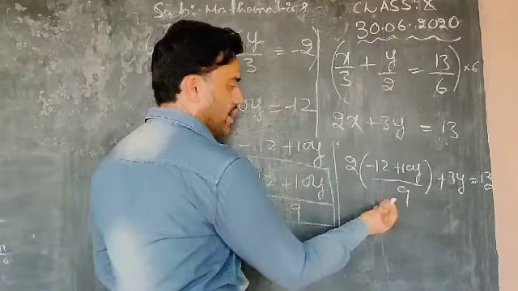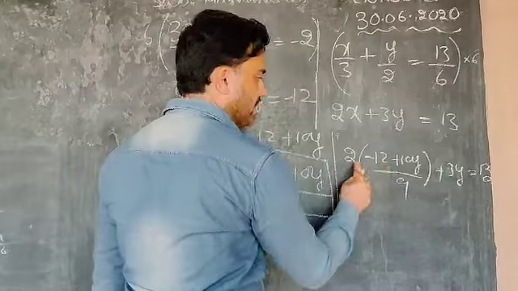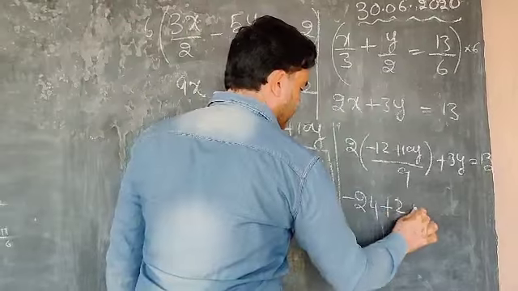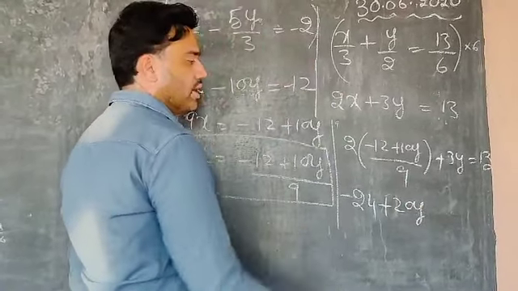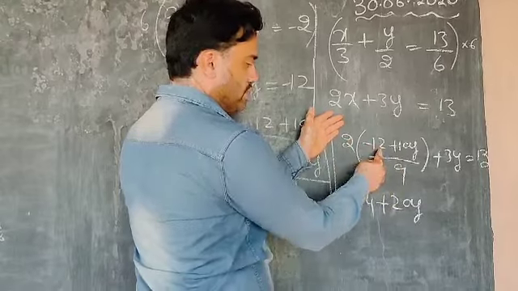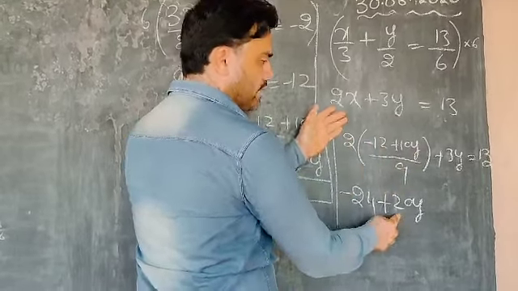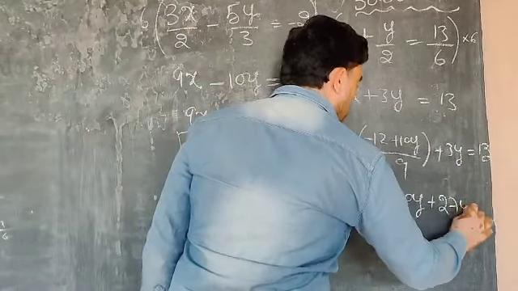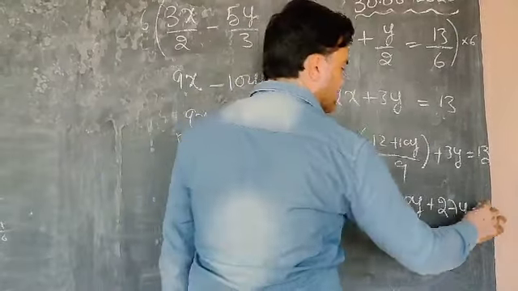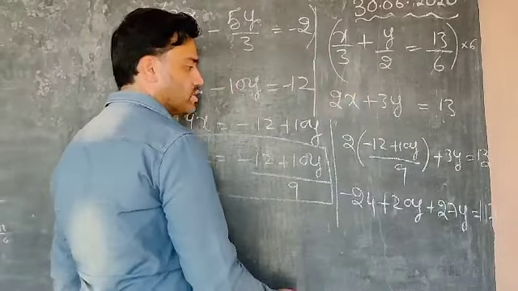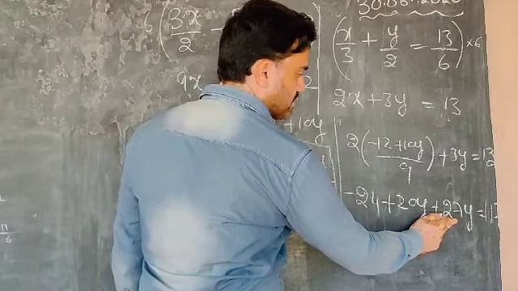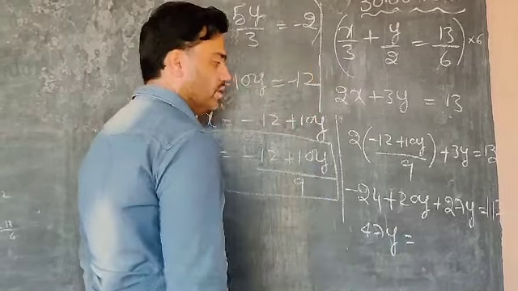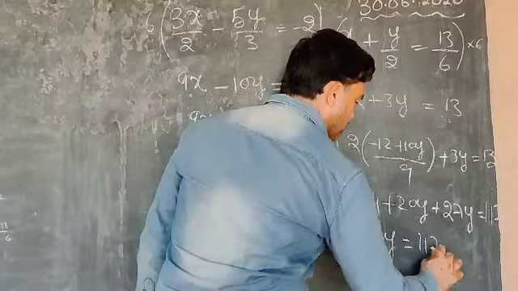So let us write 9 here. 9 gets cancelled. Now 2 you take inside. 2 into minus 12, minus 24. 2 into 10y, 20y. Next, 9 into the second one: 9 into 3, 27y. 13 9s are 117. Okay, so now 20y, next one is 27y, so that you will get 47y. Minus 24 is on that side, so 117 plus 24.